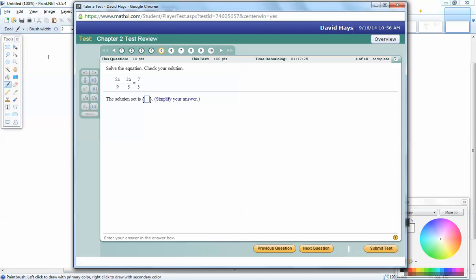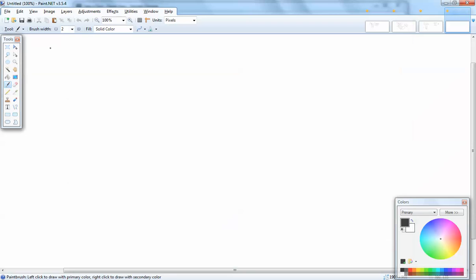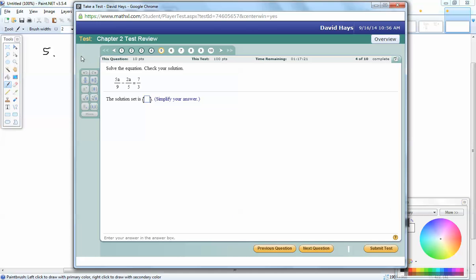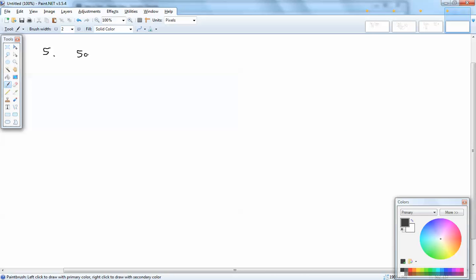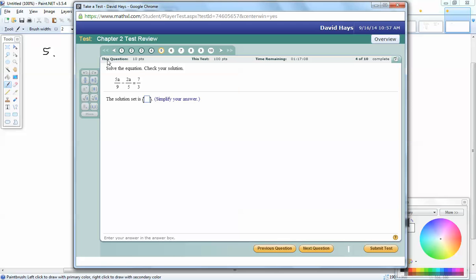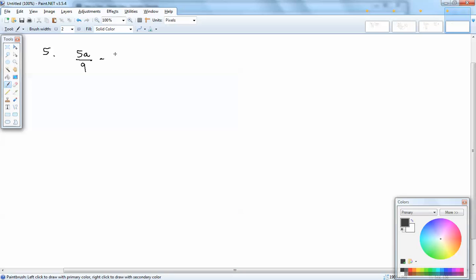And what problem is this? Problem 5? Okay. So we got 5a over 9. Fortunately, my a's kind of look like 9s. Let's try it again. A. I could equally just put an x there if I wanted to. Minus 2a over 5 equals 7/3. Okay, first step, get rid of parentheses.